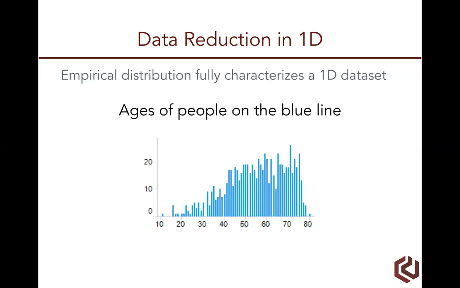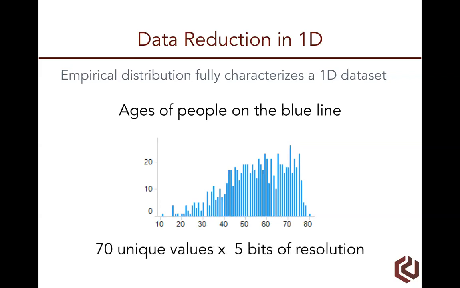This entire data set can be thought of as an empirical distribution of ages. We have ages on the x-axis and frequencies on the y-axis. There are potentially more people over here and fewer people over there. That's what this distribution captures. If we think about how much information content is in this distribution, we have 70-ish unique values and 5 bits of resolution, right? It goes roughly up to 32 over here. So it takes 350 bits to fully characterize this data set that we captured, right?